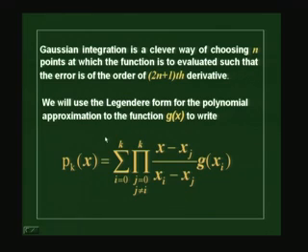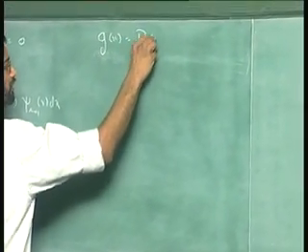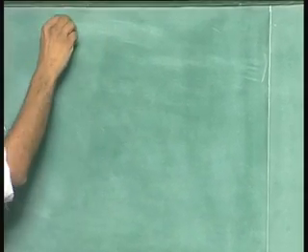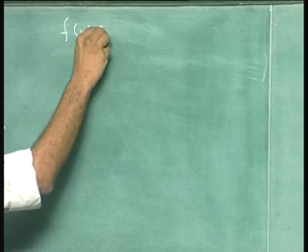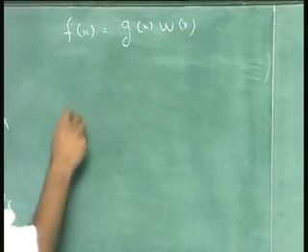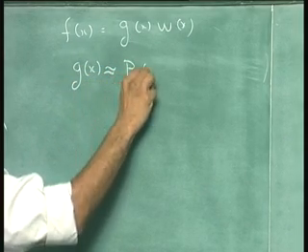Now what is the polynomial? To do that, we write the polynomial in the Lagrange form. We have seen this in polynomial interpolation. So we write the polynomial in the Lagrange form, when you want to write g of x as p k of x. So the two steps are: the function f of x which you want to integrate, we write that as g of x into w of x, and then we approximate g of x by p k of x.